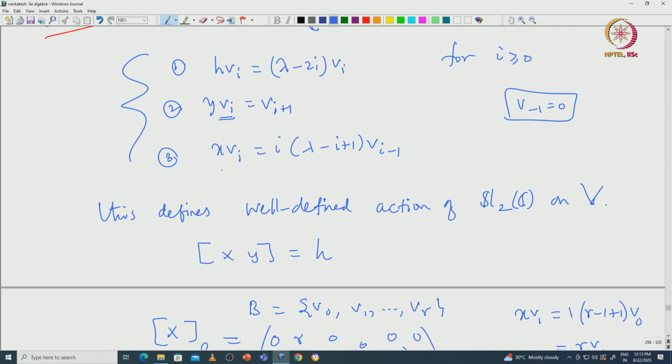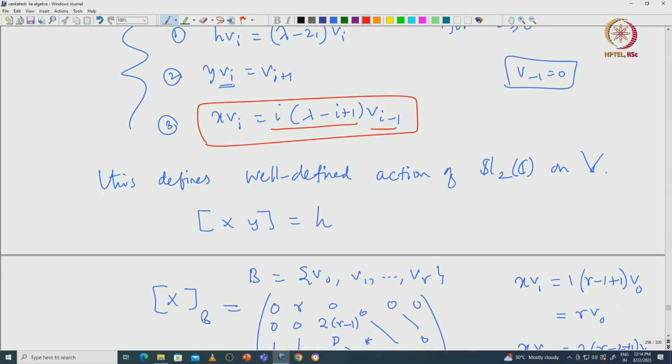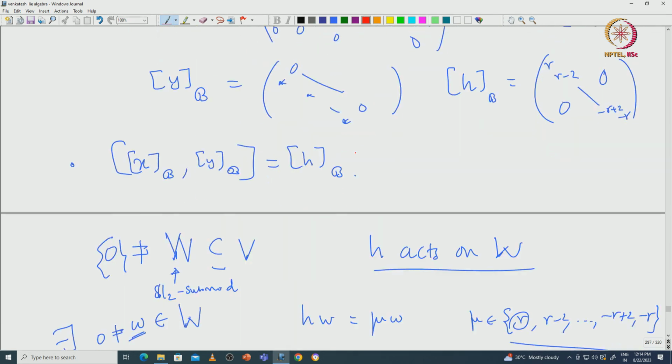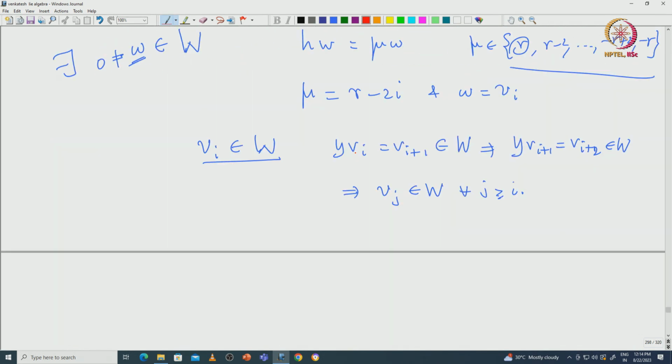If you apply x on Vi, you can see that this actually reduces the index up to some non-zero scalar. This i times (lambda minus i plus 1) will never be 0 for this lambda coming from R basically. So, it will never be 0. That says that if you apply x, then x Vi, which will be some non-zero scalar multiple of Vi minus 1, that has to be in W.